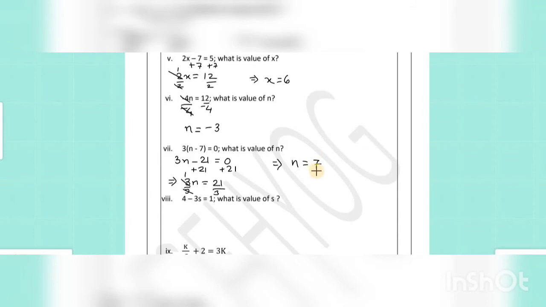So n equal to 7 is our answer. In part 7, we will subtract 4 on both sides of the equation. 4 minus 4 will become 0. So the left hand side is minus 3s, equal to the right hand side, 1 minus 4, that is negative 3.